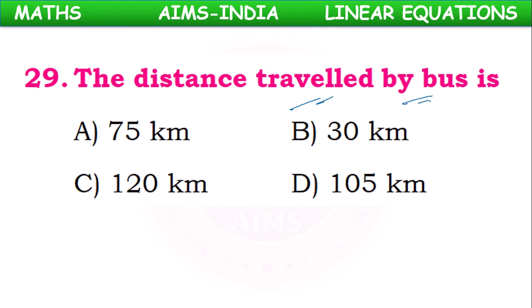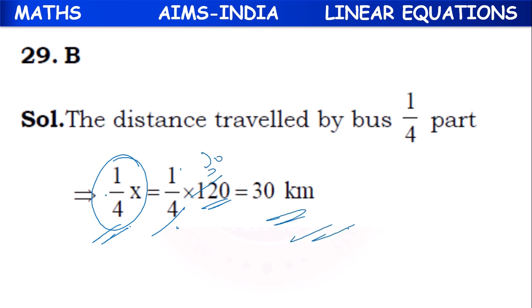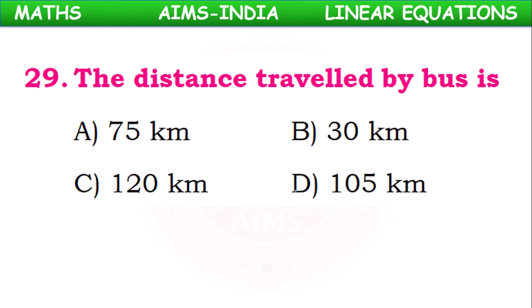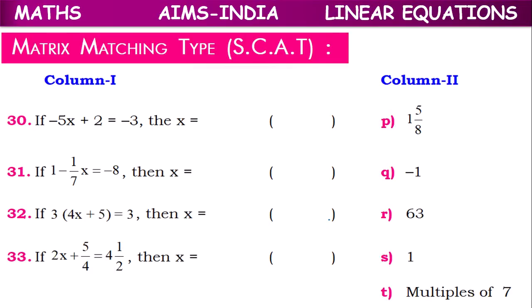The distance traveled by bus, how much? By bus, 1 by 4th distance traveled. 1 by 4x means 1 by 4 into 120. 4 30 times 120. 30 kilometer is the answer. Option B is correct.